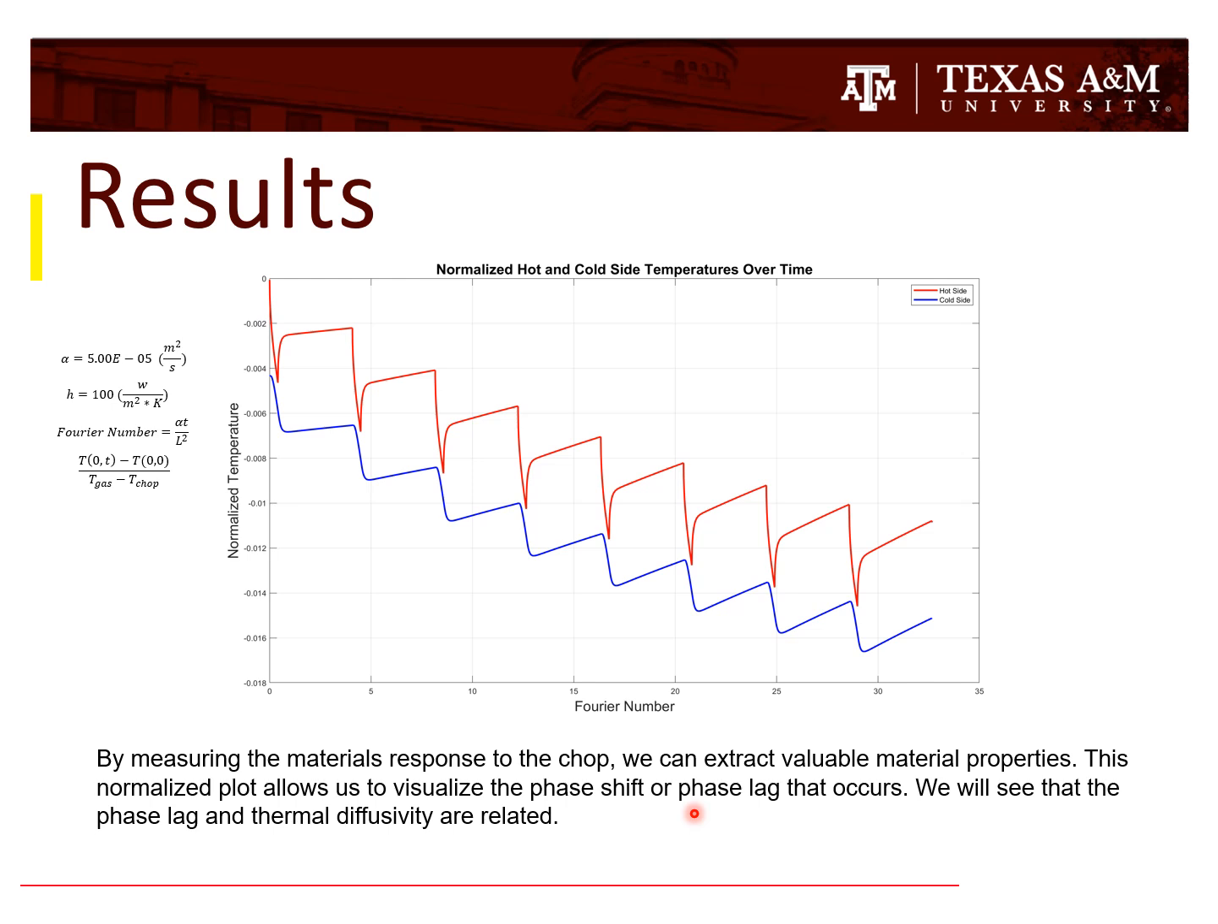This normalized plot makes it easier for us to see the phase shift that is happening between both of the chops. We can see that the red, which is the hot side, happens slightly before the cold side. This is because of the phase lag, which is the time that it takes that heat to travel through the material and be felt on the back side. We will see that the phase lag and the thermal diffusivity are related because of this.